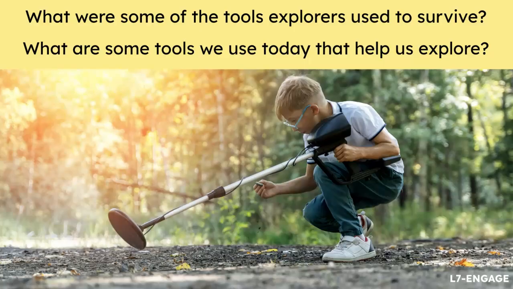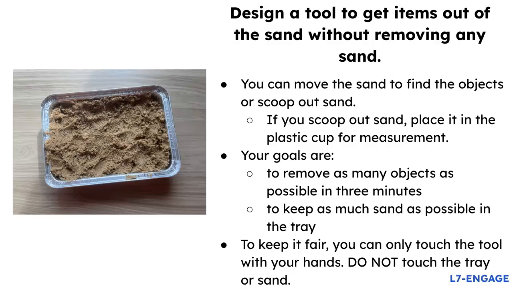To start the Lesson 7 Engage, you'll ask students about the tools explorers used to survive and what we use today. You'll then show students a tray filled with sand and the set of objects in it from the kit. You'll tell them that they'll be designing tools to get the objects out of the sand. You'll review the criteria and constraints with them.